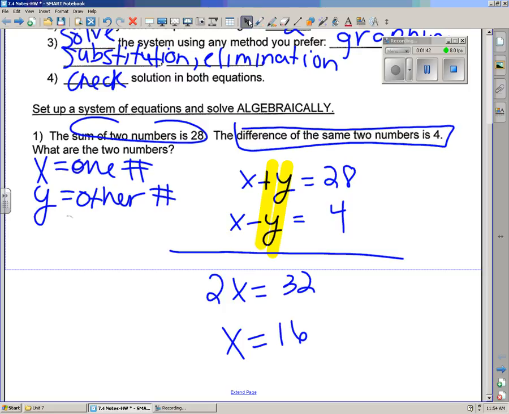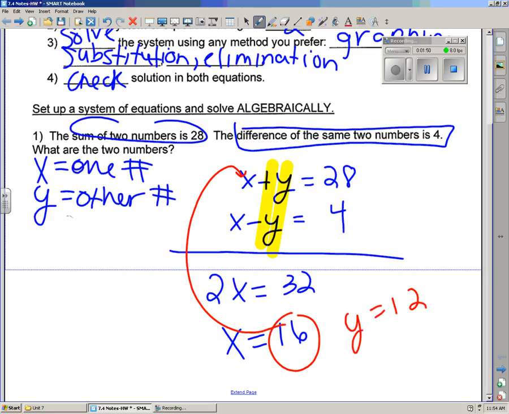Well, if x is 16, I can plug 16 into either of these two equations. If x is 16, then 16 plus 12 or 16 minus 12, either one, is going to give me the correct answer. 16 plus 12 is 28. 16 minus 12 is 4. So the answers are: one of those numbers is 16, the other of those numbers is 12. The answer is not written as an ordered pair. It's actually put back into the let statement or written separately.